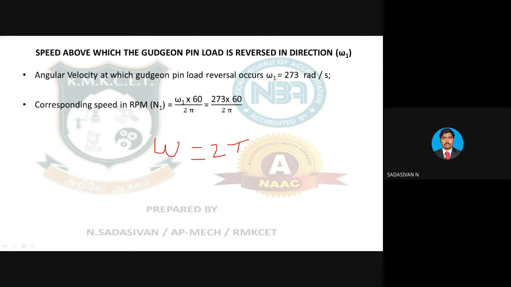Omega equals 2 pi n by 60. Now cross multiply to get n. 60 will go to the numerator, 2 pi will come to the denominator. That's what I have written here. So omega into 60 by 2 pi. To get the value of n, keep n on one side and send everything else to the other side. So 273 into 60 by 2 pi. That should come around 2606 RPM. So please don't operate this engine above 2600 RPM. That is a safety limit.